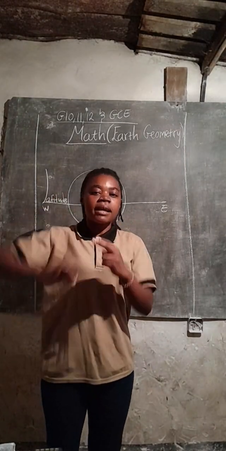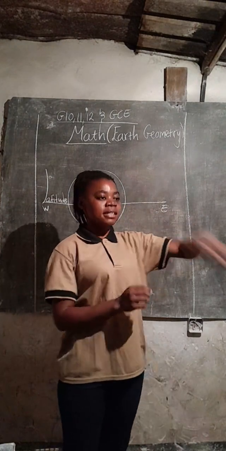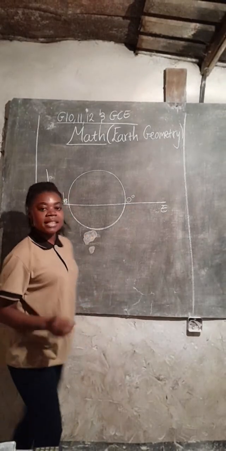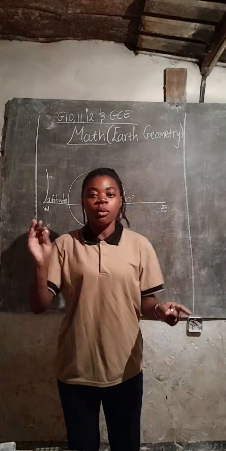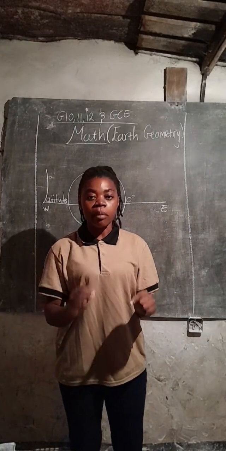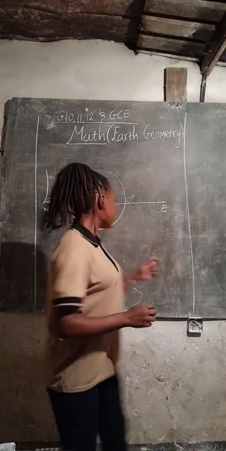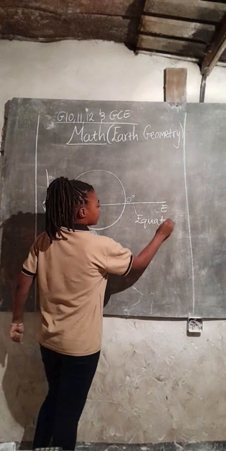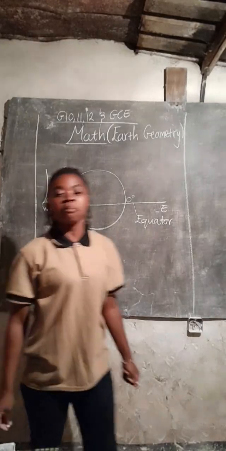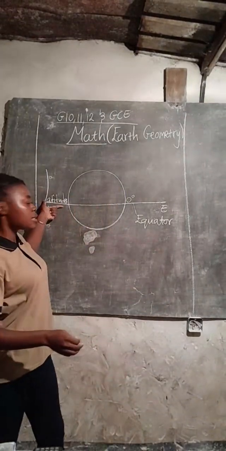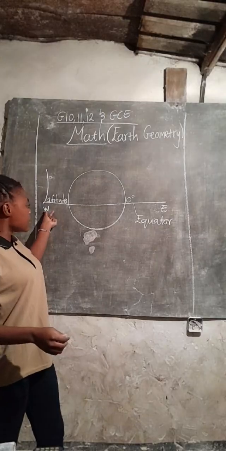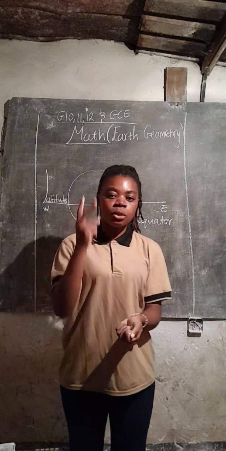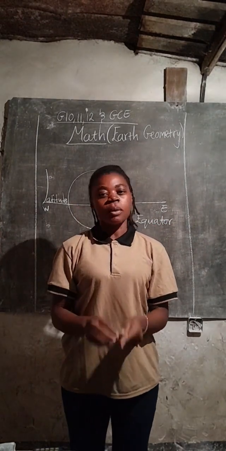And then apart from that, what degree is it in? It is simply at 0 degrees. It doesn't have north or south or east or west. It's just 0 degrees. And what is that line? We call it the equator. So the equator is simply a line of latitude that runs from west to east. Apart from that, it cuts the earth into two equal parts.